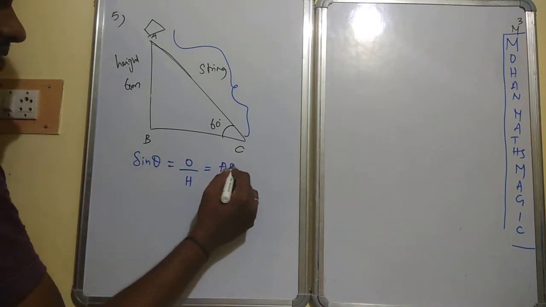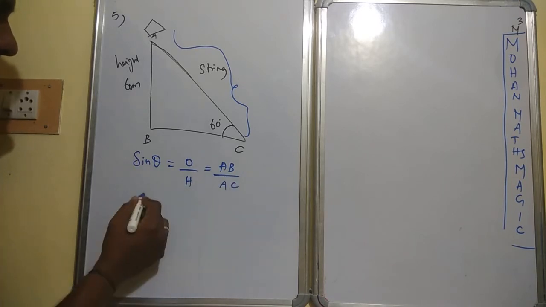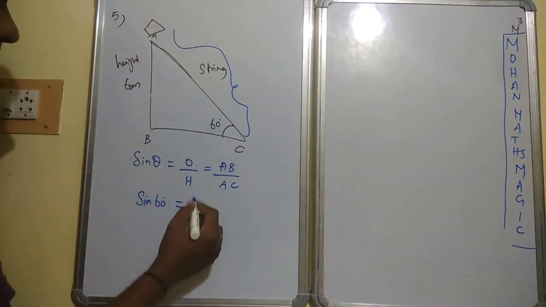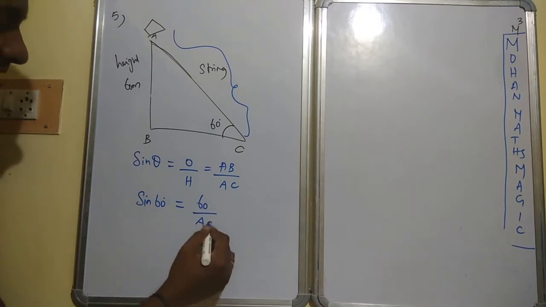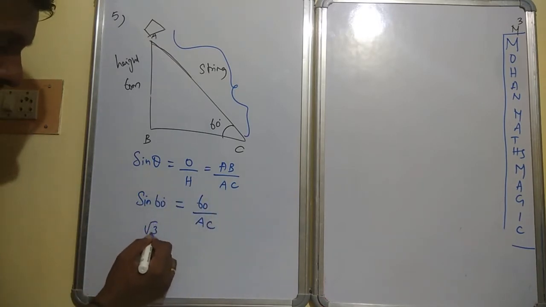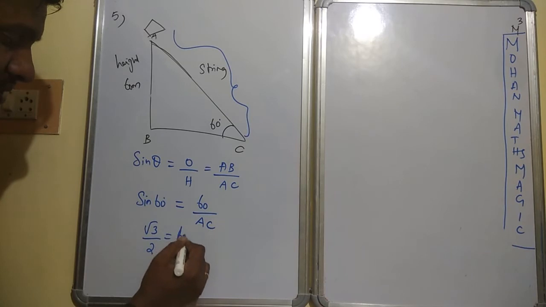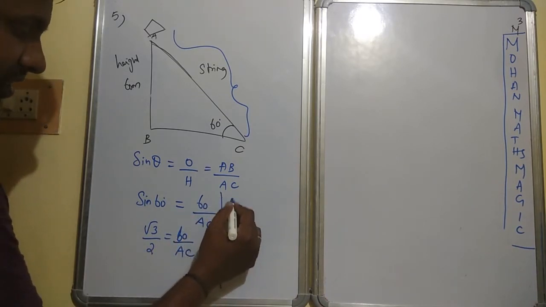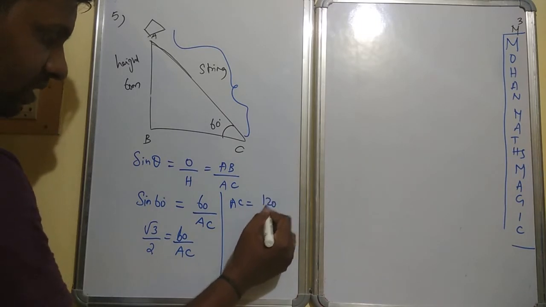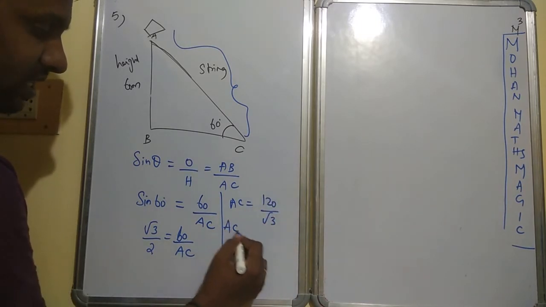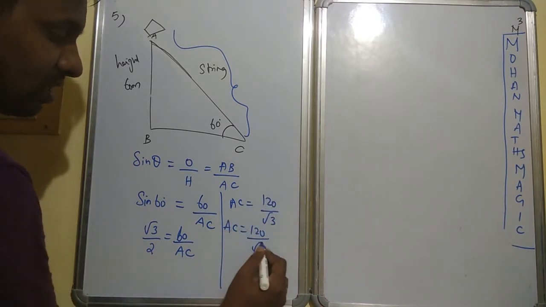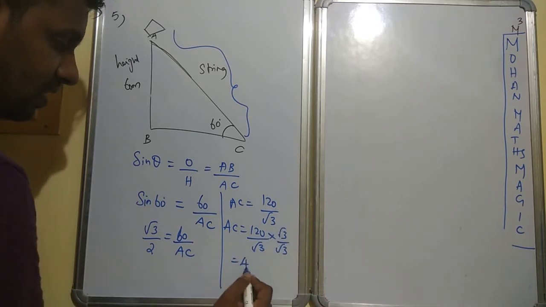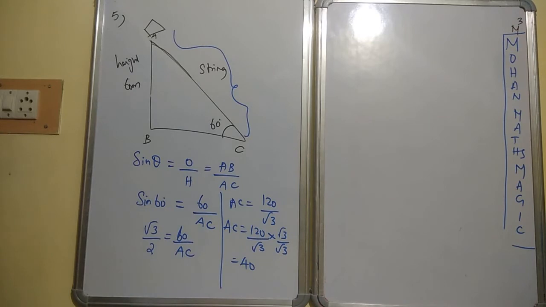Opposite value is AB, hypotenuse value is AC. So sin 60 equals opposite value 60 over hypotenuse, which they are asking. Sin 60 value root 3 upon 2 equals 60 upon AC. If you cross multiply, you will get AC equals 120 upon root 3. Class 7th portion, rationalize the denominator. I will get 40 root 3 meter.